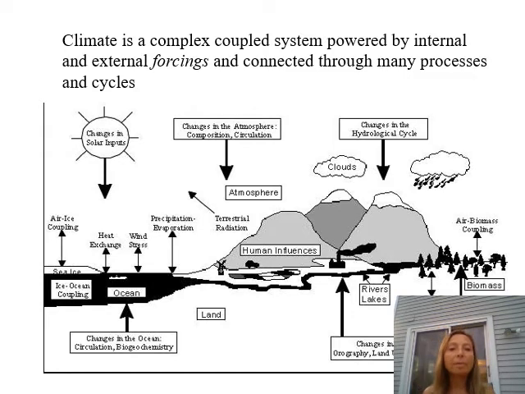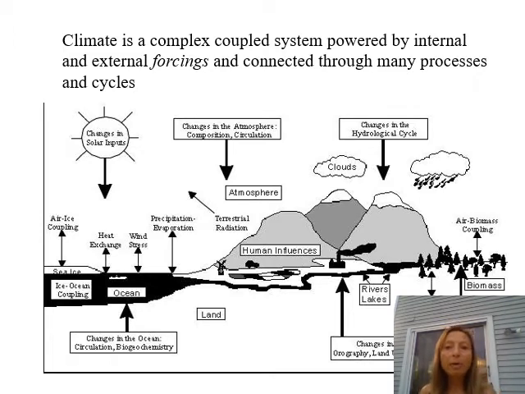Everything in climate system is driven by forces that can be internal or external. The best example of the natural forces is the energy of the sun. Everything in this climate system is interconnected through many different processes. For example, the ocean is connected to the atmosphere. The atmosphere is connected to the biosphere. The biosphere is connected to the lithosphere, and so on and so forth.